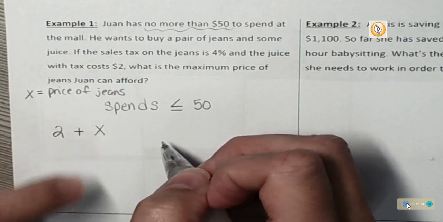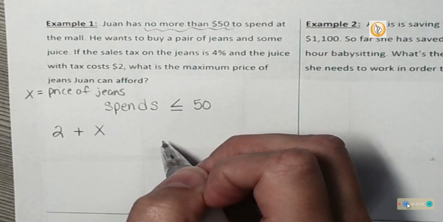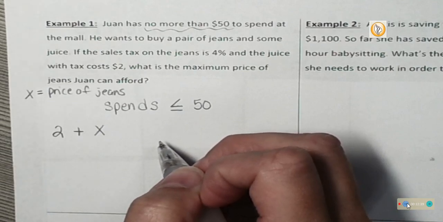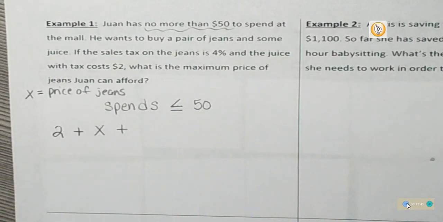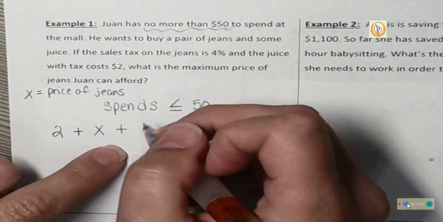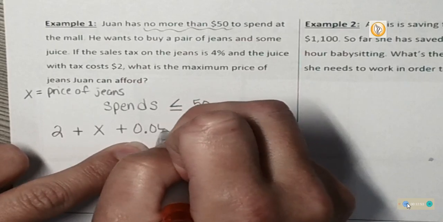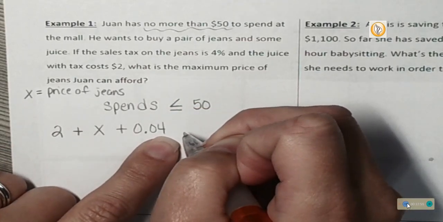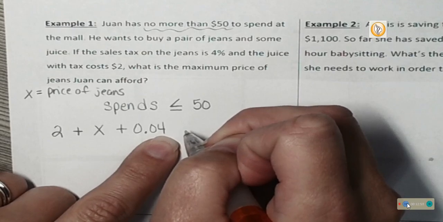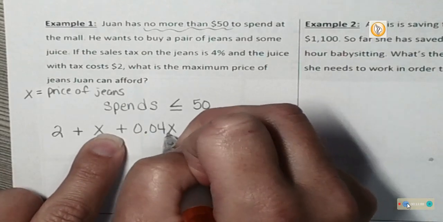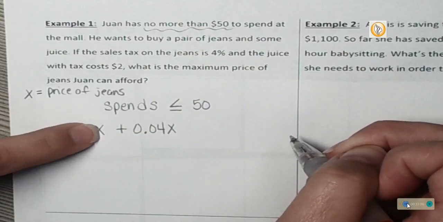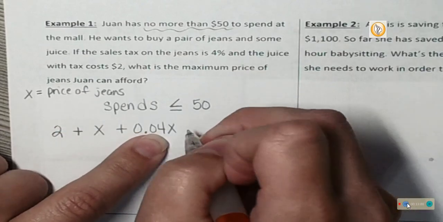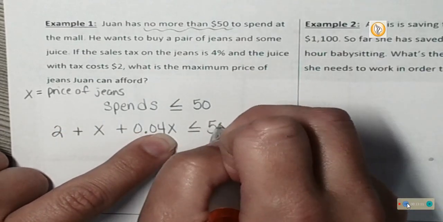He bought the jeans. But every time you go, you have to pay sales tax. Does sales tax add to your total or subtract? It's going to add to your total. Now, wherever he's at, he's only paying 4% sales tax. That is going to be 0.04 for every dollar he spends on his jeans. And what was the price of his jeans? X. So, pay for his juice, pay for his jeans, this pays for the tax, and altogether he better stay less than or equal to $50.